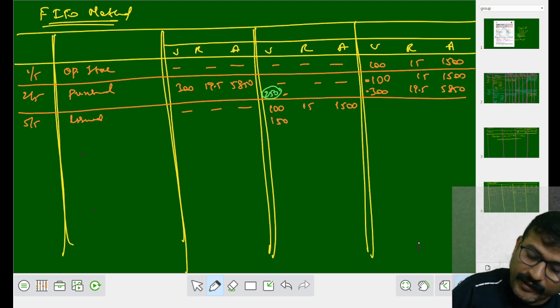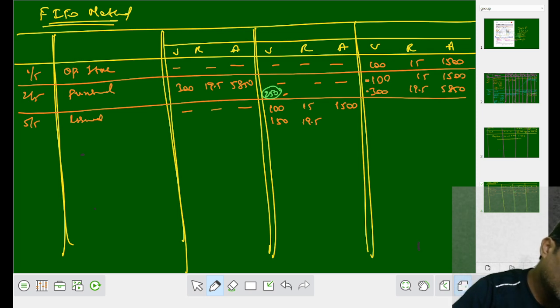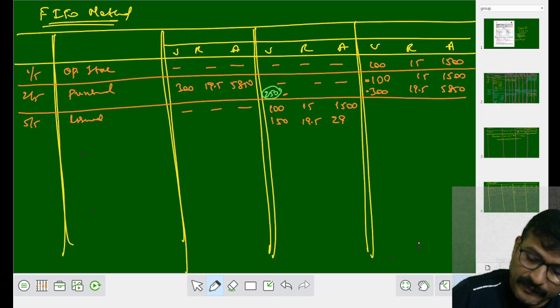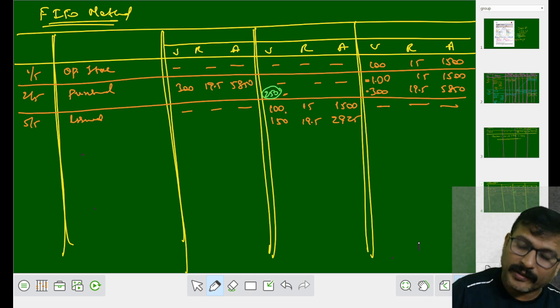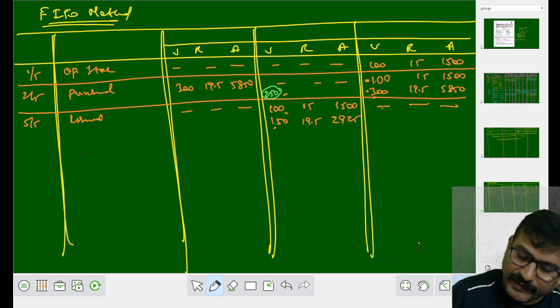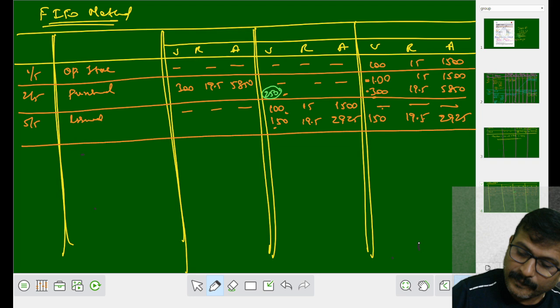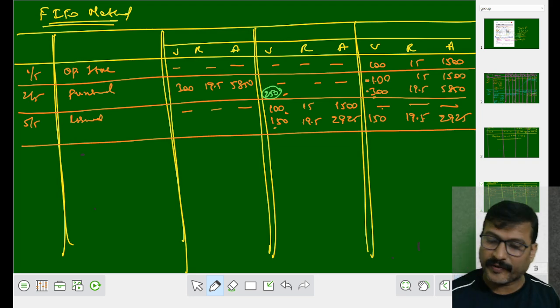You give 150 from the lot of 19.5. See, 150 into 19.5 is 2,925. See, 100 units gone, so you left out 0. Out of 300, 150 is given. Left out is what? 150. Same 19.5, 2,925. Okay. That completes your 5th one.